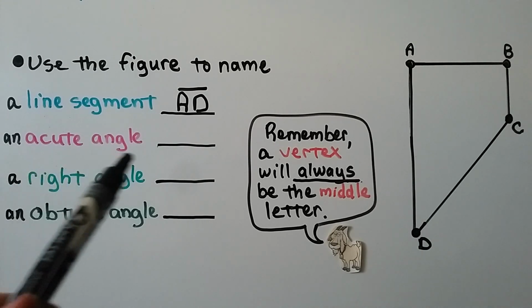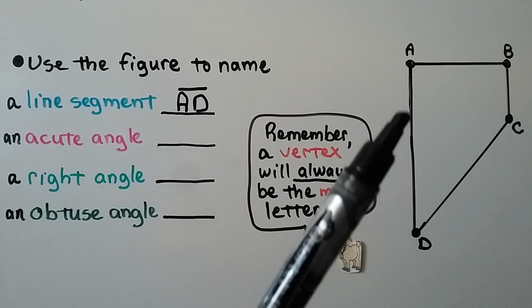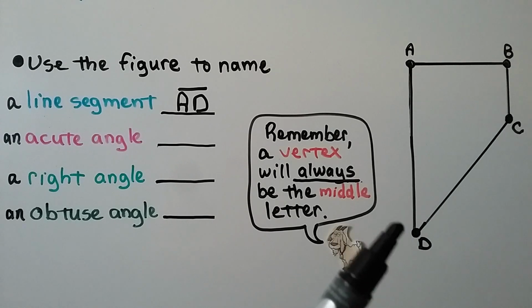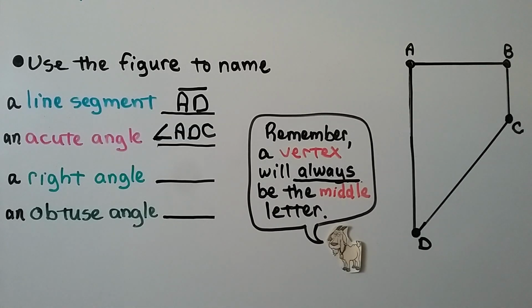We need to find an acute angle. Do you see an acute angle? Remember, acute angles are cute and small. How about angle D? Right here. We can call this angle ADC, and then the D would be the vertex, wouldn't it? The vertex is always the middle letter.